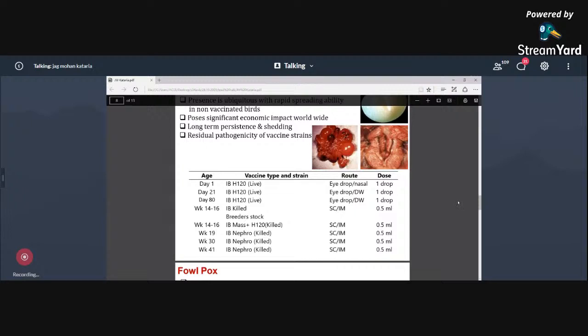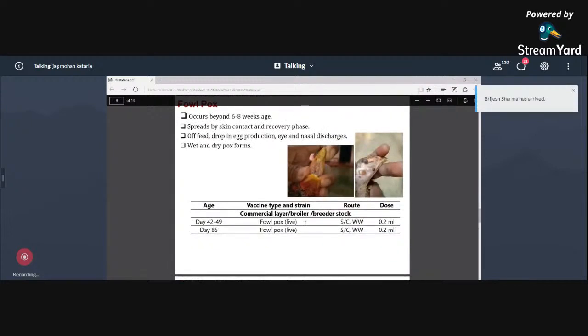So for IB also, we are using it. And there are other vaccines, but definitely these vaccines are working very well. We can go for recombinant vaccines, we can go for inactivated vaccines, but each has its own merits and some shortcomings. Next slide, please.